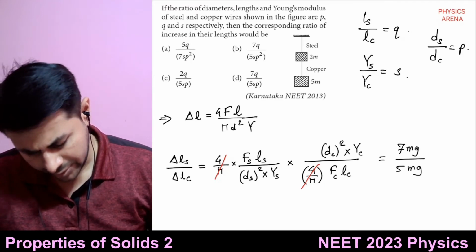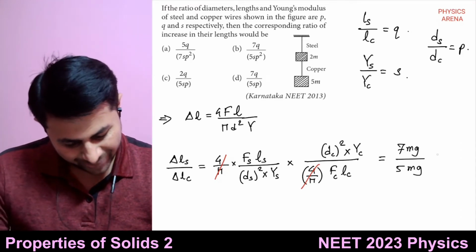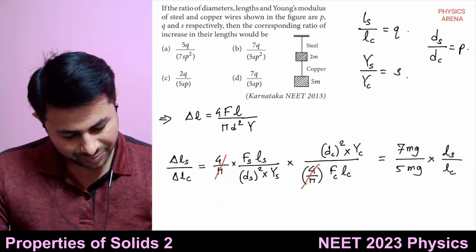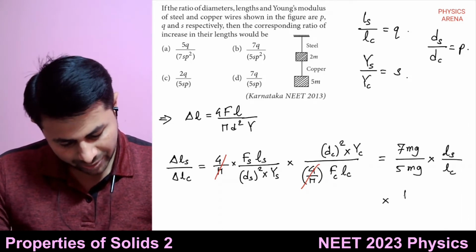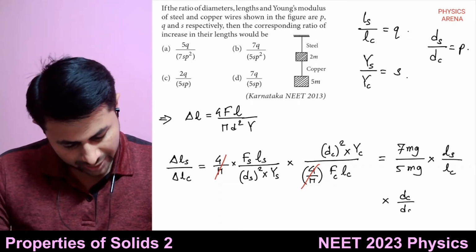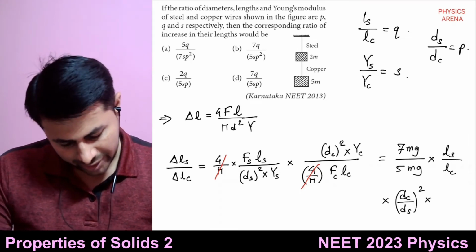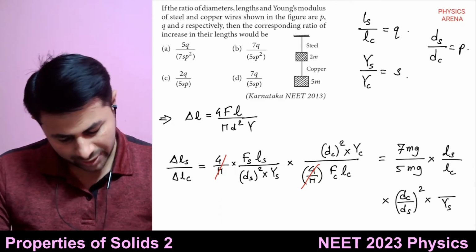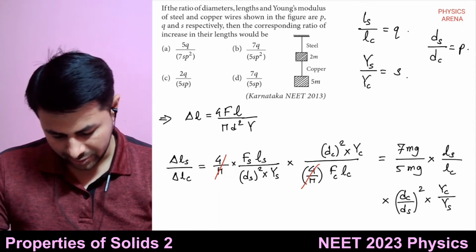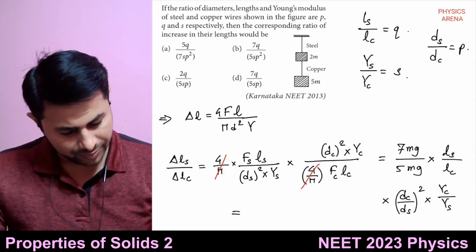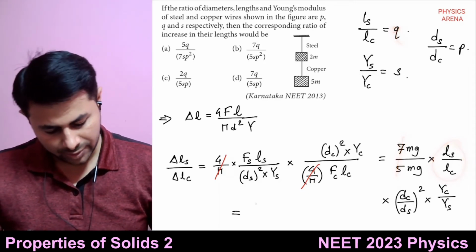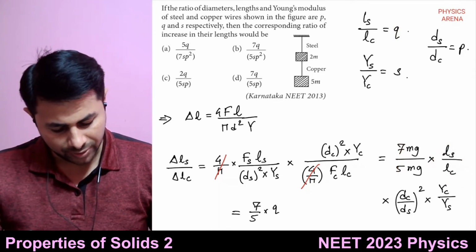So is there 7 by 5? There are two options. Multiplied by length of steel upon length of copper, multiplied by diameter of copper upon diameter of steel, and we have the square of that, multiplied by Young's modulus of copper in the numerator and Young's modulus of steel in the denominator. So this is equal to 7 by 5. Length of steel upon length of copper is Q, so 7 by 5 multiplied by Q.